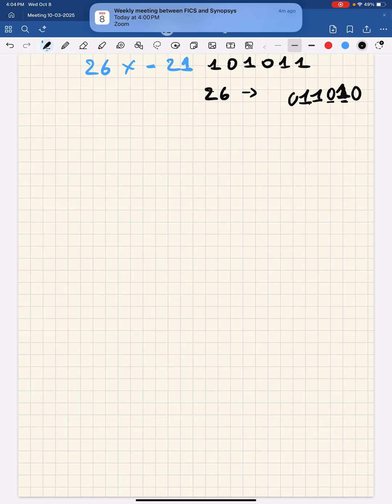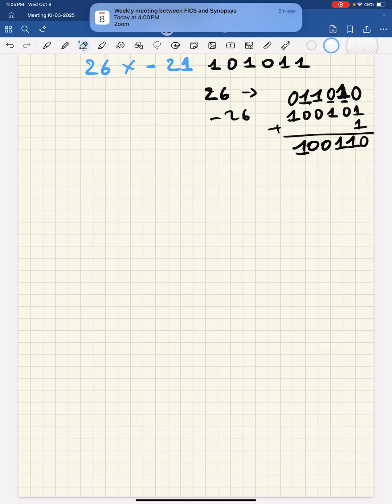And for minus 26, we'll just do the flip: 1, 0, 0, 1, 0, 1. And then adding a 1 gives us 0, 1, 1, 0, 0, and then 1. Am I correct? Yes, 1, 0, 1. Okay, so we have the value of 26, and now we can start our multiplication.